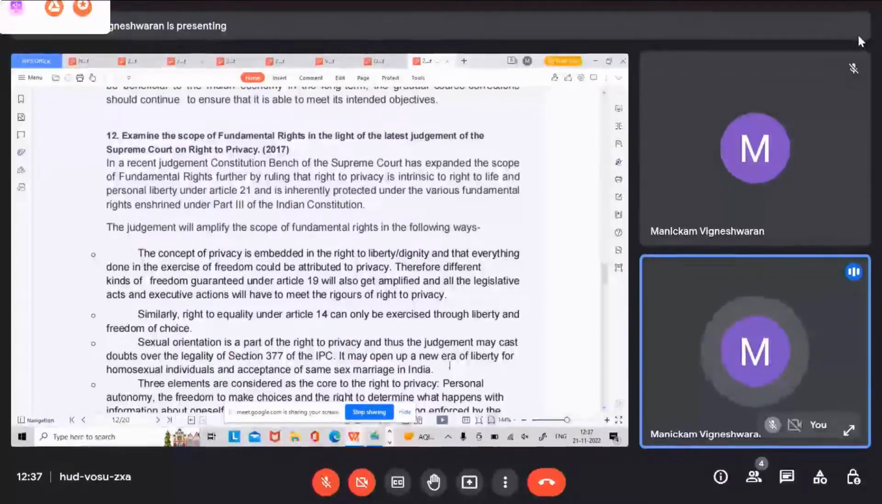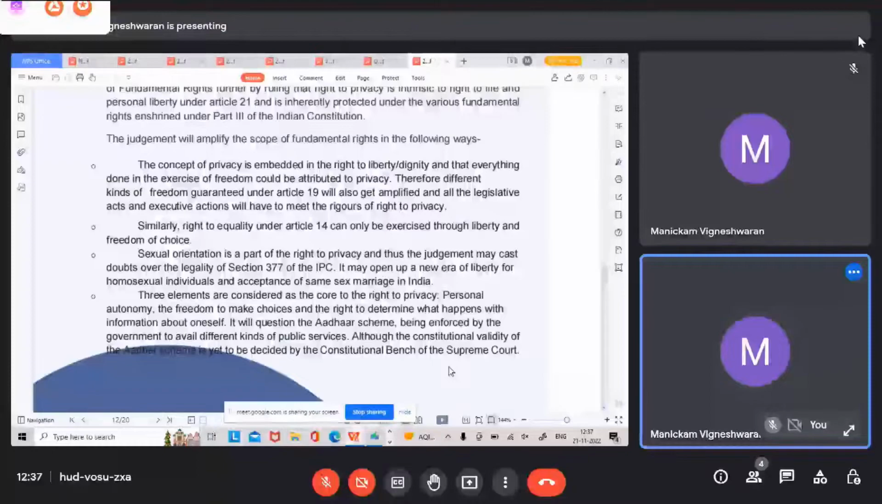The judgment will amplify the scope of the fundamental rights in the following ways. The concept of privacy is embedded in the right to liberty and dignity, and everything done in the exercise of freedom could be attributed to privacy. Therefore, different kinds of freedom guaranteed under Article 19 will also get amplified, and legislative acts and executive actions will have to meet the rigors of the right to privacy. Similarly, the right to equality under Article 14 can only be exercised through liberty and freedom of choice.